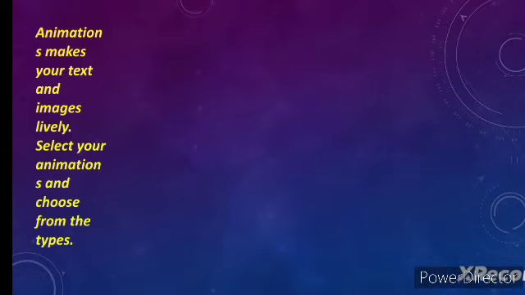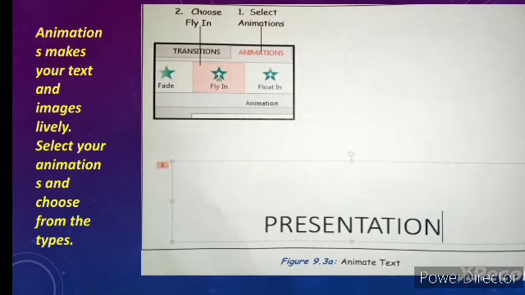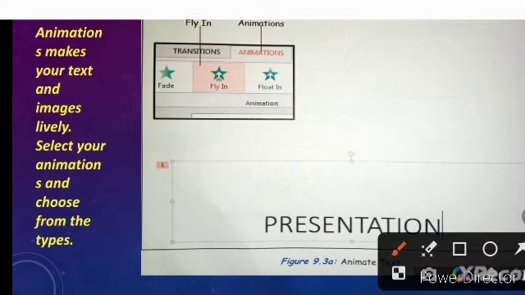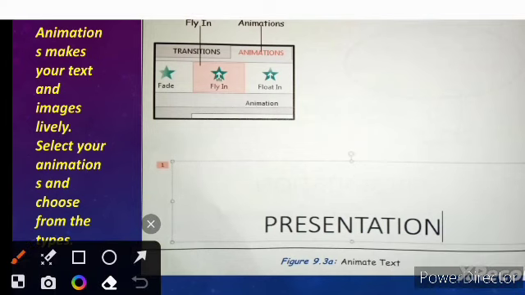The next step is what? Set animation. Animation makes your text and images lively. Select your animation and choose from the types. Now to select your animation, all you need to do is click on animation, as you can see on the screen. Animation helps your text, or your pictures or images, to be lively. Here is animation on the screen.